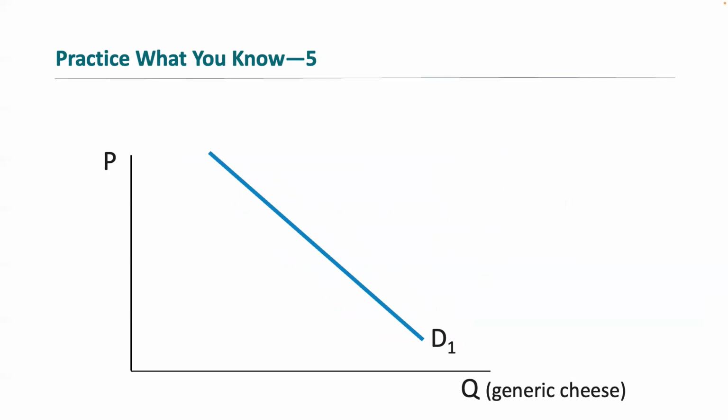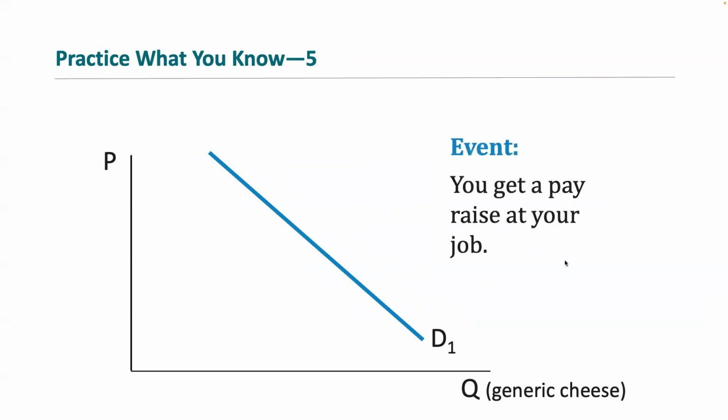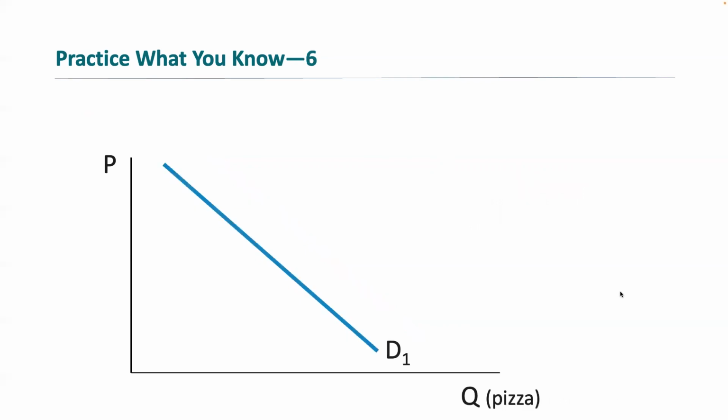In this case, we're looking at the price and the quantity demanded of generic cheese. If you get a pay raise at your job, the price is not changing of generic or store brand cheese, but what might happen for you is that you might shift your entire demand curve over and demand less of that generic cheese regardless of the price, because now you're moving on up and you're buying Kraft Singles or some other specific brand.